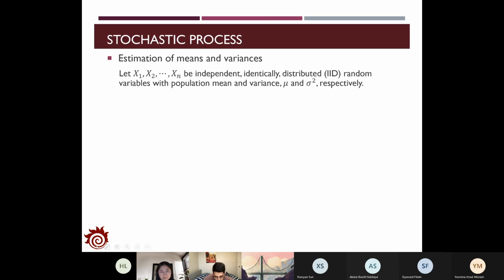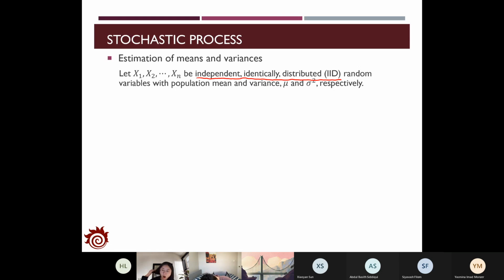And so that's the stochastic process. To deal with the stochastic process, usually we're going to need to estimate the mean and variance of the stochastic process. And here, assume that we have n random variables. They come from the same distribution. Those we define as independent, identically distributed (IID) random variables. So it means that they all have the same distribution. They are independent of each other.